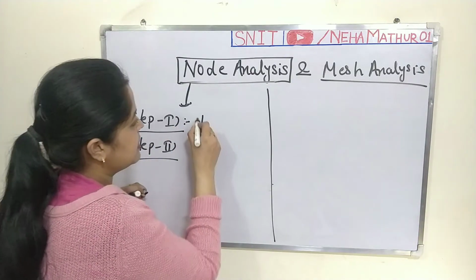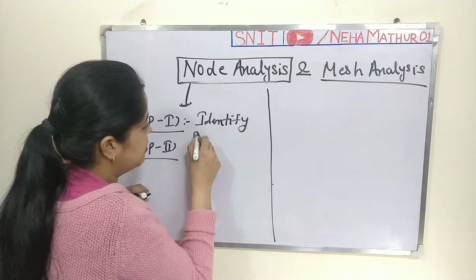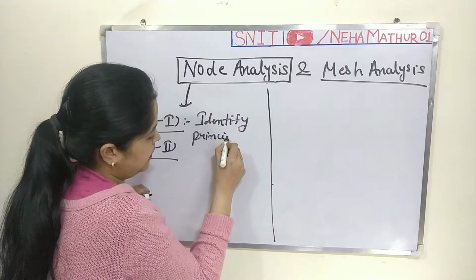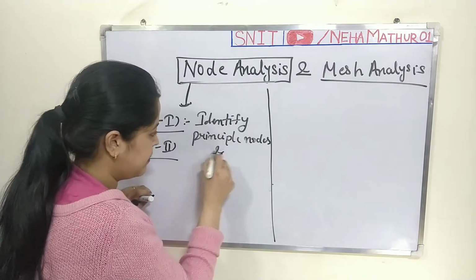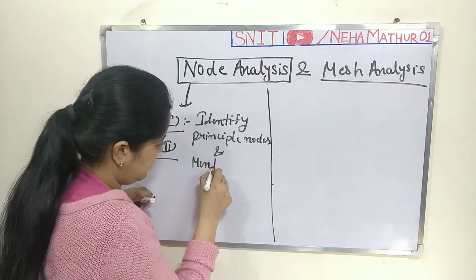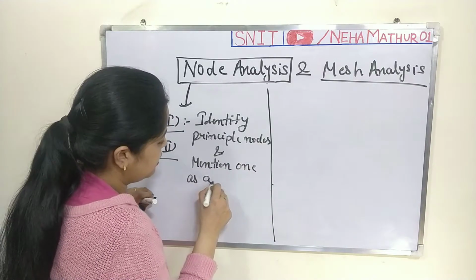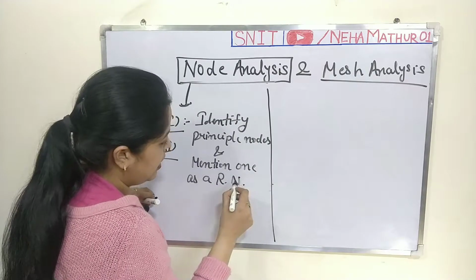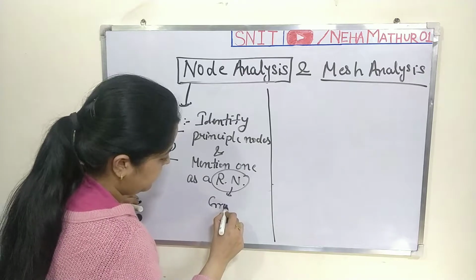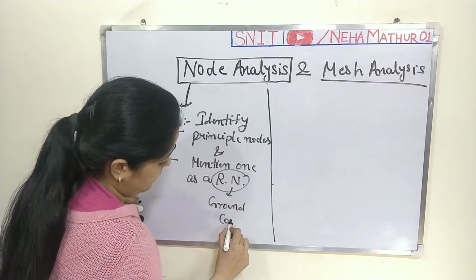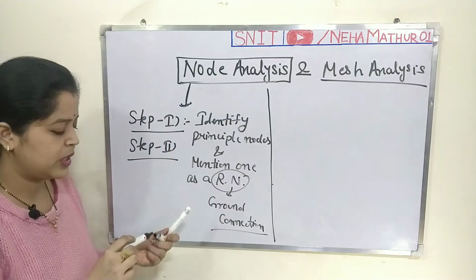So the first step is: identify the principal nodes and mark one as a reference node, and the reference node is nothing but a ground connection. This is about the first step related to node analysis.